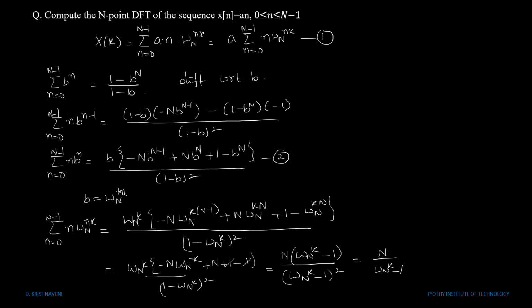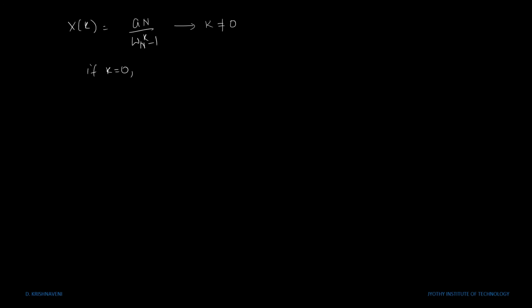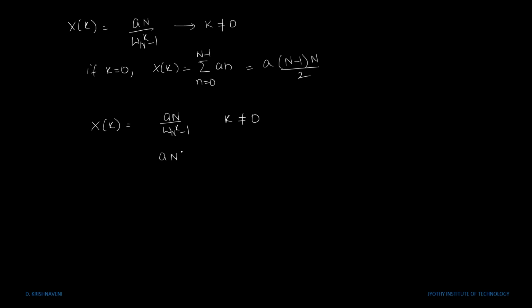That is here, when k equal to 0, if I substitute, X of k will be summation n is equal to 0 to N minus 1 a n. So a is constant. Summation of n, we will get N minus 1 into N by 2. So as a whole, X of k is aN by W_N to the power of k minus 1, k not equal to 0, and it is equal to aN into N minus 1 by 2 when k equal to 0.